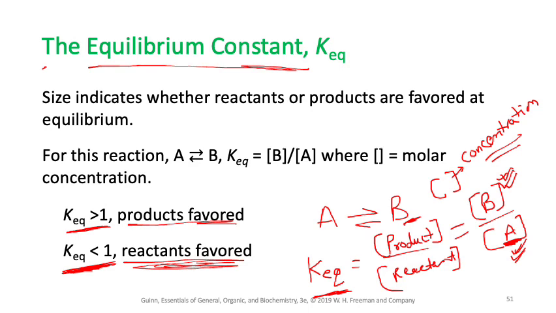So how are you going to get more reactant? When the reaction is favoring the reactant side. So by looking at the number of KQ, whether it's more than 1 or less than 1, you can easily figure out whether the reaction is favoring the product or reactant side. We're going to apply this concept later on, but make sure you know this concept.